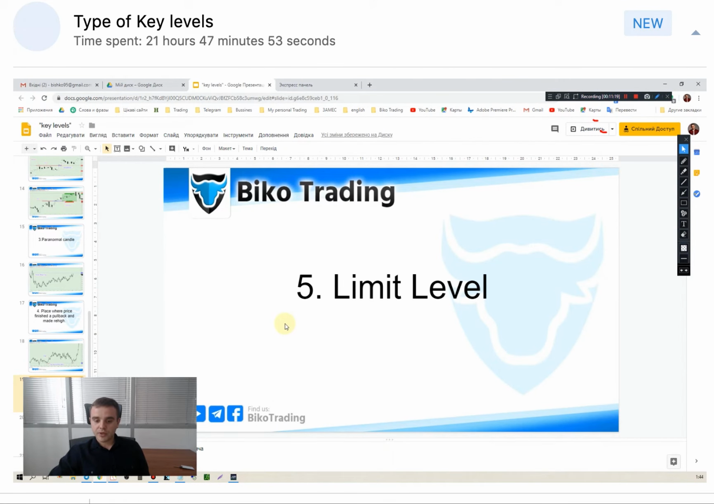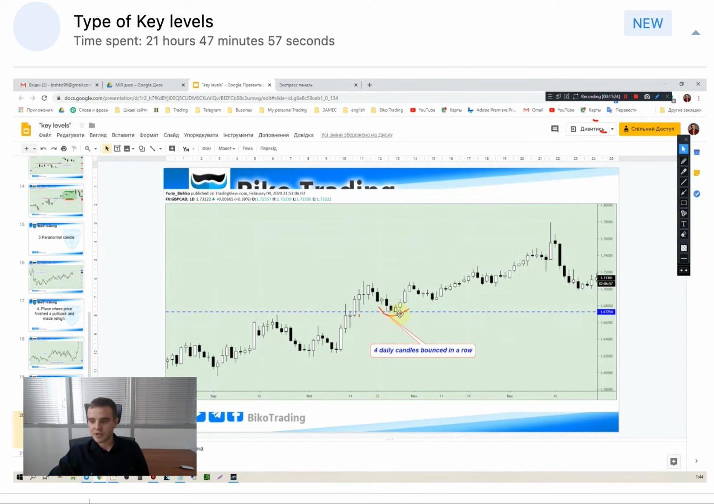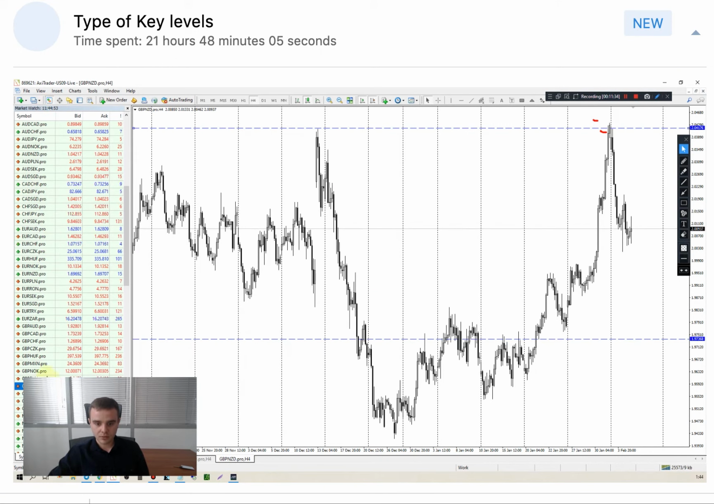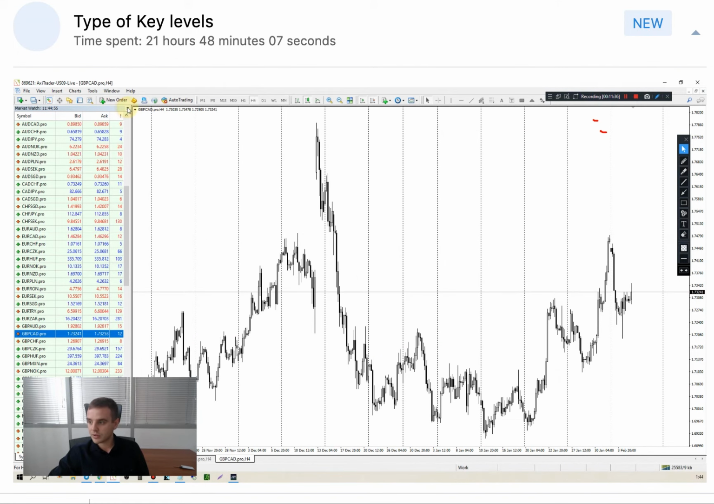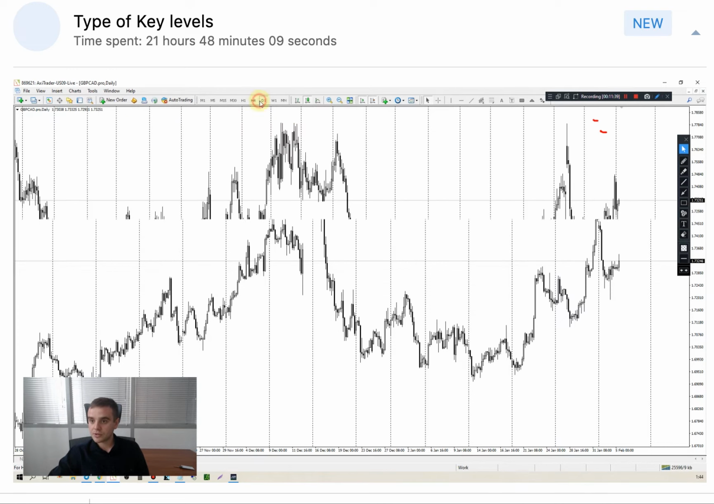Another type of key level is the limit level. What is a limit level? It's a place where price bounced several times from some level, a few candles in a row, just bouncing in a row. The last example where we had it really clear was on Canadian.